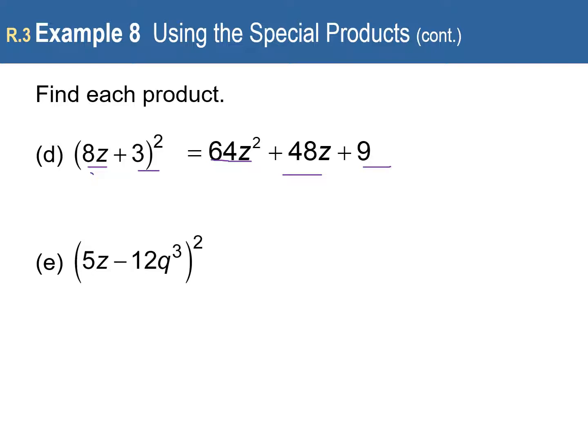This is a difference of squares. So 5z squared is 25z squared. We want minus twice 10 times 12, which is 120 z cubed, hard to say, plus 12q cubed squared, which is 144 q to the sixth. I won't make you say that in class.